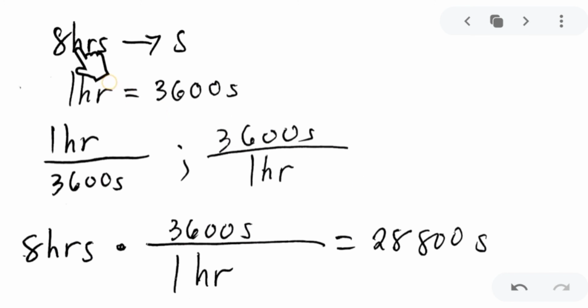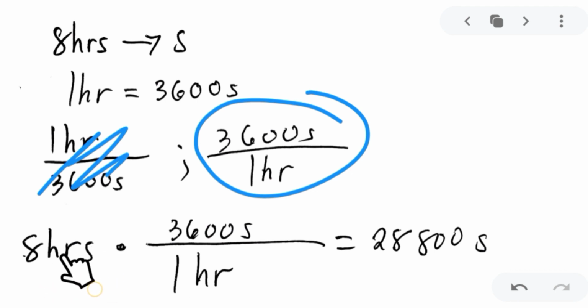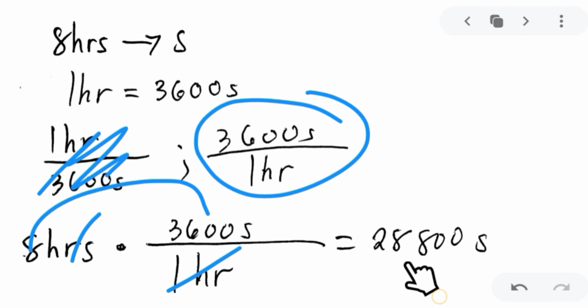As you can see, we have the hours unit at our numerator, and we have to choose the conversion factor in which we will be able to eliminate the hour unit so that our answer will be expressed in seconds. In this case, para ma-eliminate, dapat yung hour na conversion natin ay nasa denominator, which is this one. Ito ang tama nating pipiliin. So, we multiply the 8 hours by this conversion factor, 3,600 seconds over 1 hour. Cancel the hour unit. You will have 8 times 3,600 seconds, and that is 28,800 seconds. Ito ang naiwang unit natin.